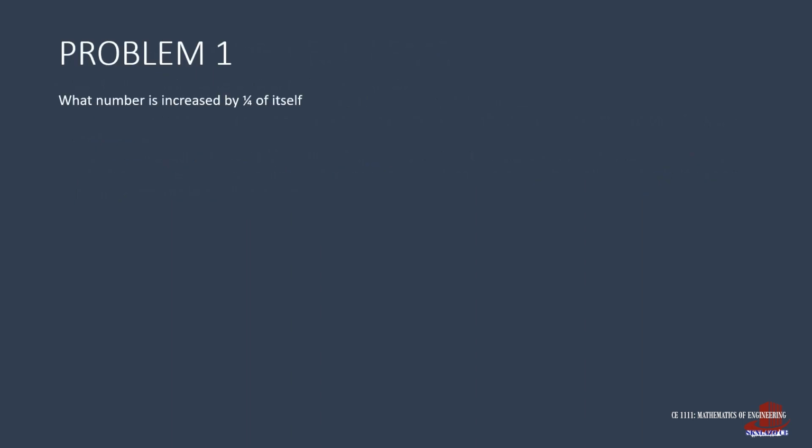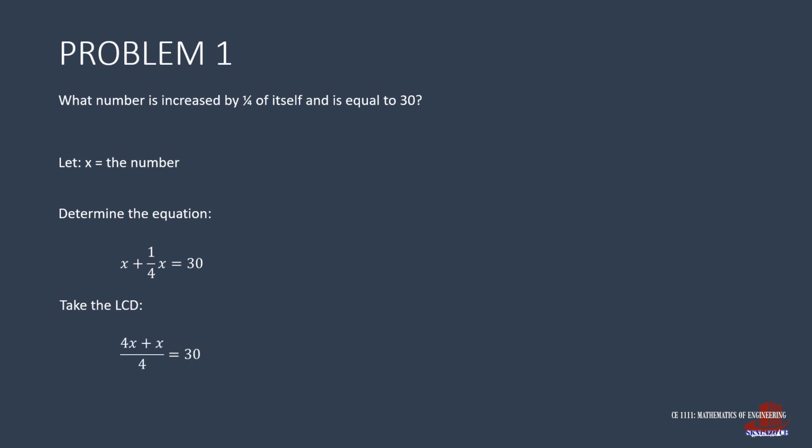The first problem: what number is increased by a quarter of itself to be equal to 30? Assign x for the unknown number. The equation in the problem shows x plus a quarter of it as equal to 30. With 1/4, take the least common denominator to simplify the terms.